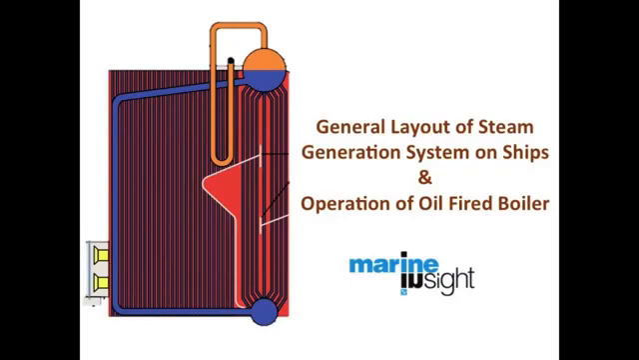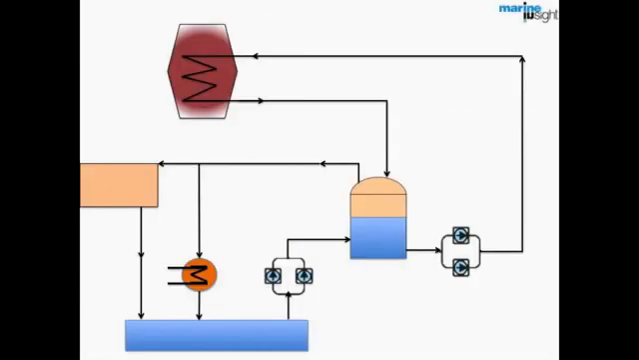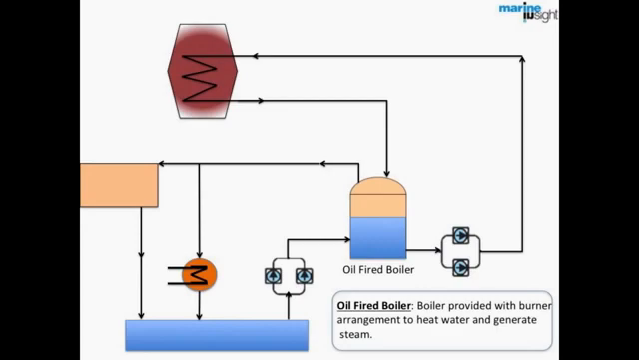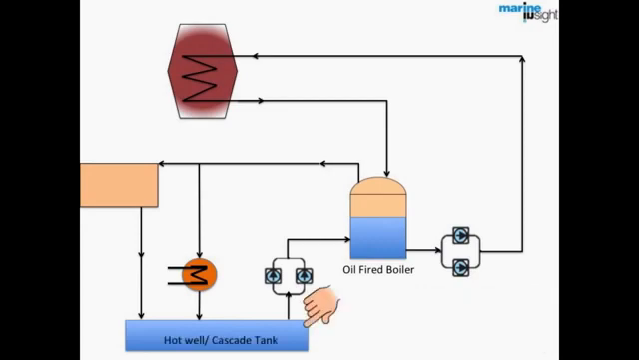This video shows a general layout of steam generation system on ship and operation of oil-fired boiler. We will start with the most important component of the system, an auxiliary boiler, which is provided with a burner arrangement to heat water and to generate steam.